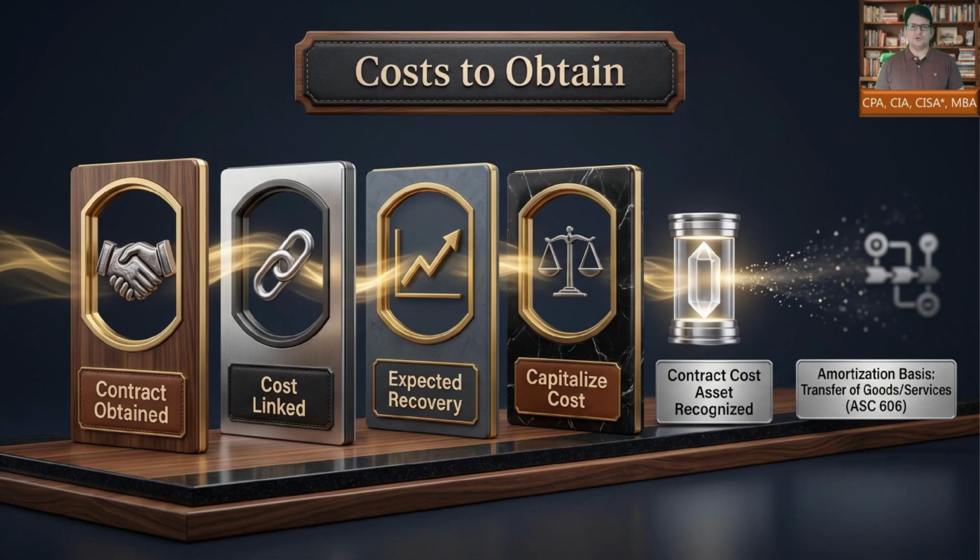The recognition model follows a direct path. First, the contract must be obtained. Second, the cost must be linked to obtaining that contract. Third, the entity must expect to recover the cost either directly through reimbursement or indirectly through contract margin. If these conditions are satisfied, the entity recognizes a contract cost asset. But the story does not end at recognition. The asset is later amortized on a basis consistent with the transfer of the related goods or services. That is how ASC 340-40 connects the balance sheet asset with the ASC 606 revenue pattern.